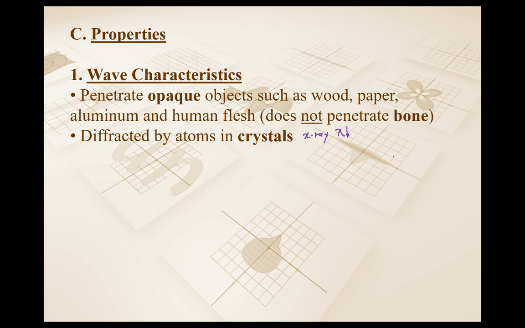It turns out that just the atomic structure in certain crystals actually does have a natural diffraction grating built into it, and the size of those slits is small enough for the X-ray to diffract. Particle characteristics.